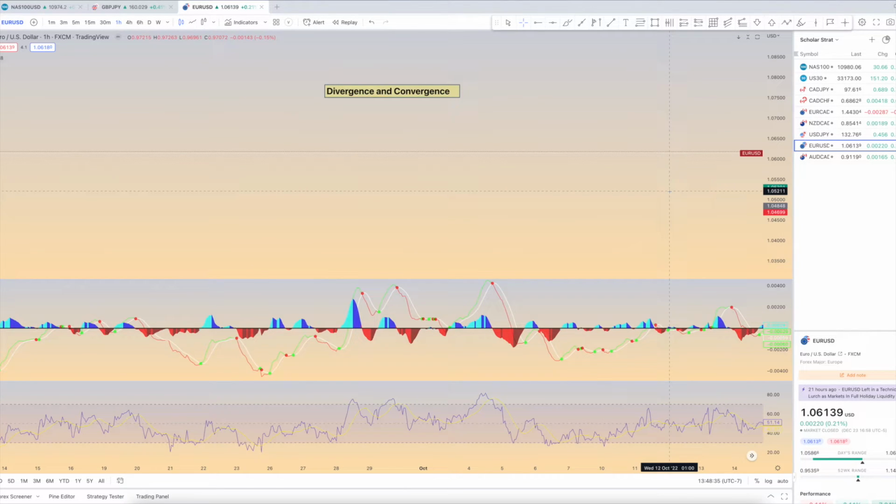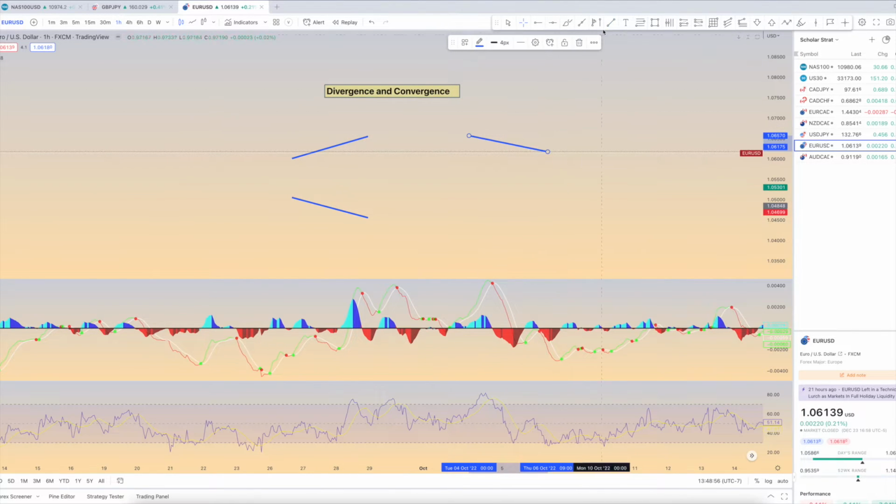For Christmas special, I'm going to do a quick lesson on divergence and convergence. Simply put, it's when the price line is going this way and the RSI or MACD is going this way, or vice versa, okay? I'll give you the theory first, and then I'll show you in practical what this looks like.